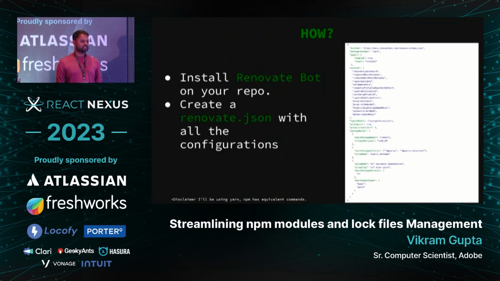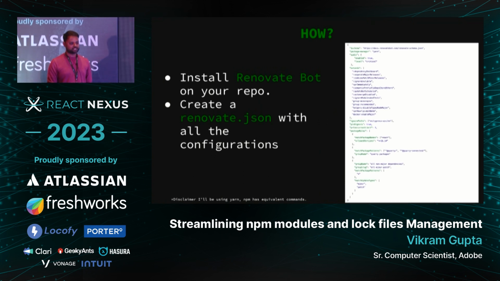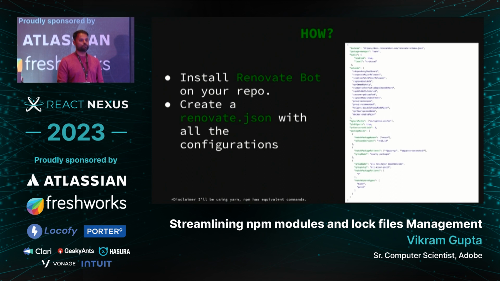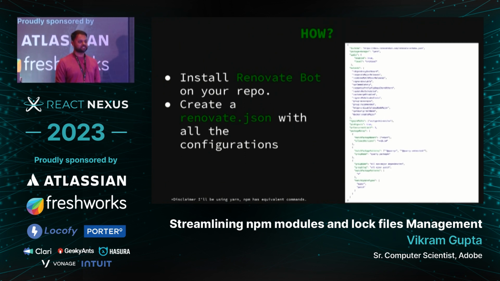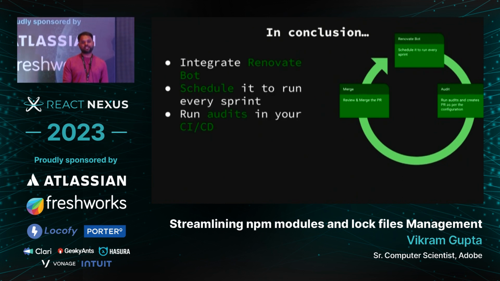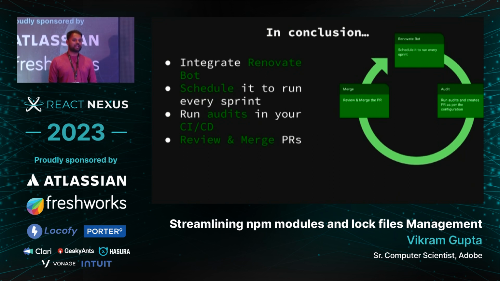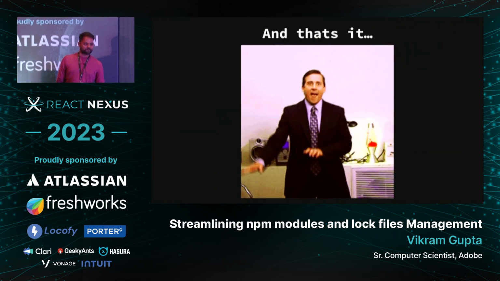So how does it work? Just 2 steps. You install Renovate Bot on your GitHub, and just create a renovate.json with a couple of settings. The basic one is just a 2-3 liner, but if you want a schedule, or which kind of updates, how to group them and all, you can just create one renovate.json, and that's it. It starts creating the PRs. So you just have to integrate Renovate Bot. What we do is we run it once every sprint, so that we don't have so many PRs created, and it creates them properly.